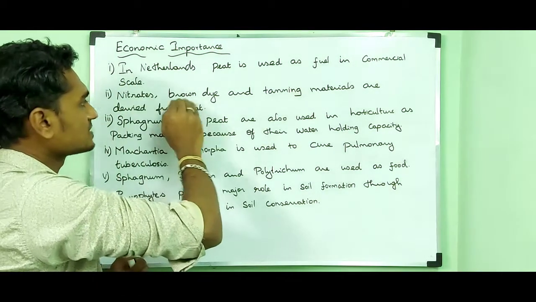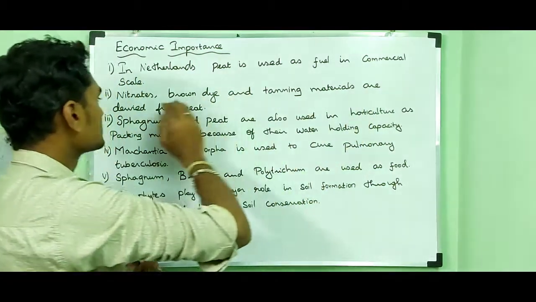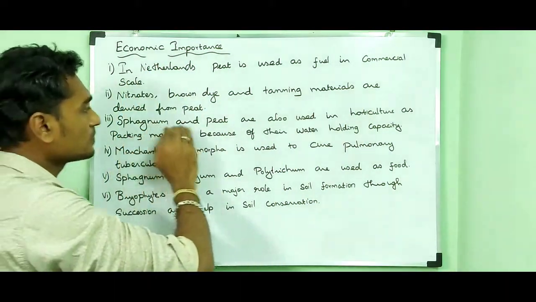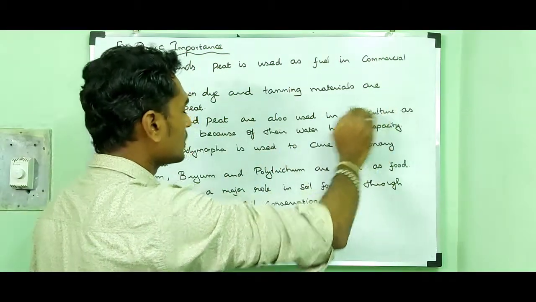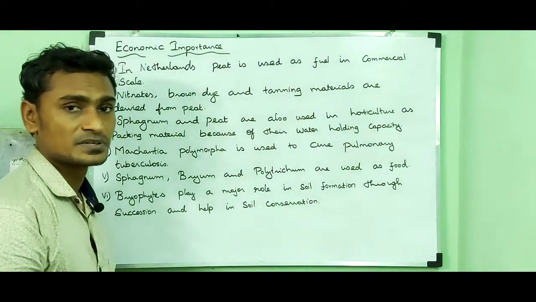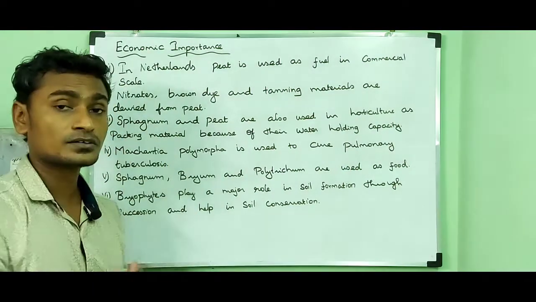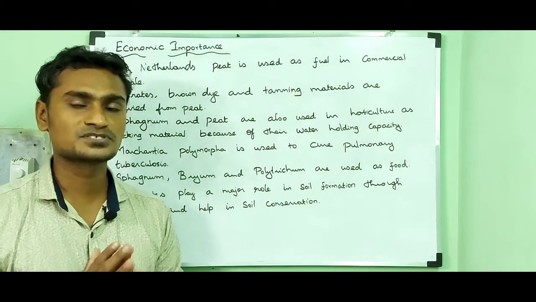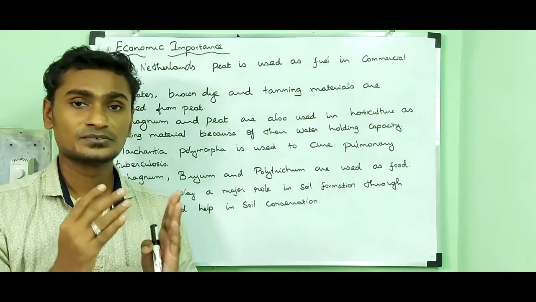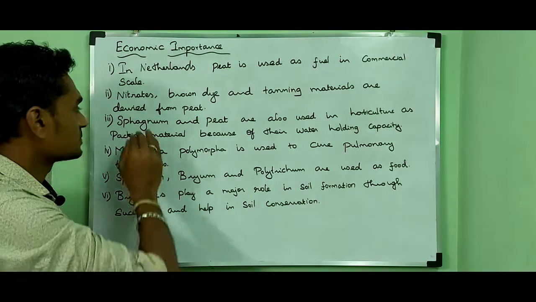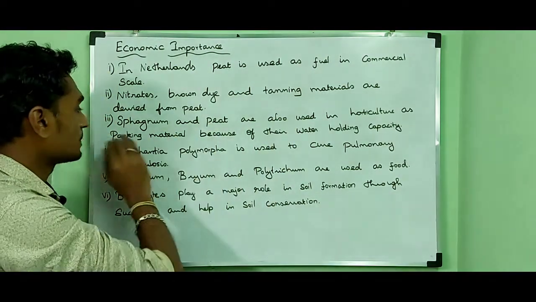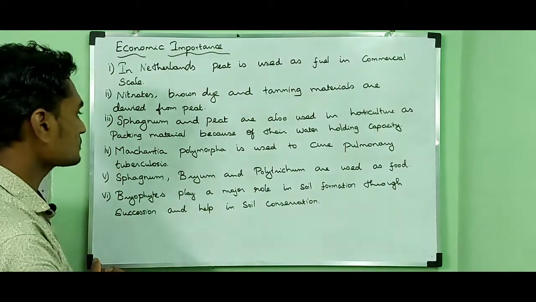Then nitrates, brown dye and tanning materials are also derived from peat. Sphagnum and peat are also used in horticulture as packing material because of their water holding capacity. Sphagnum can hold water many times its weight. So sphagnum and peat are used in horticulture as packing material.